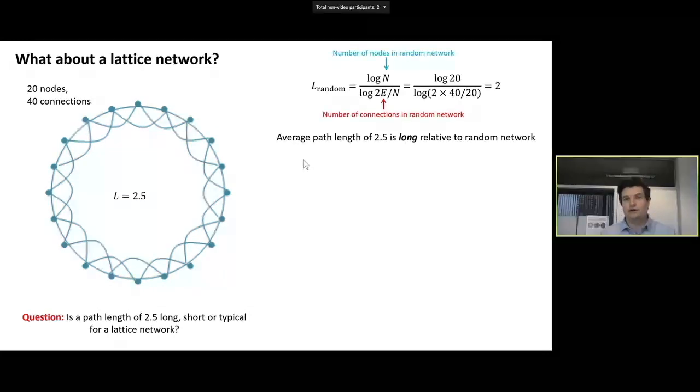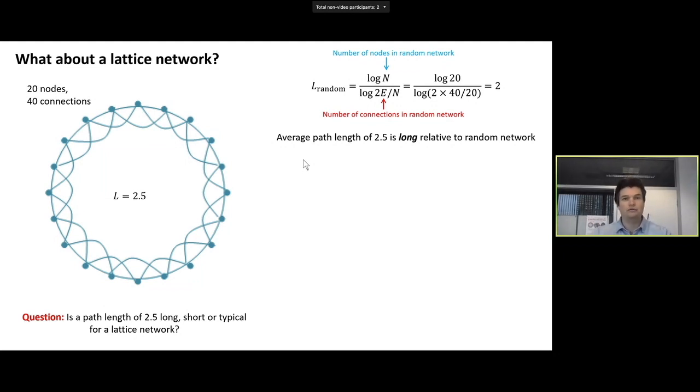And so we can once again benchmark to an average network. We plug in the number of nodes, the number of edges, being 20 and 40 into this formula. And we see that the average path length for a network with 20 nodes and 40 connections is 2. It's actually shorter. So what we can say is that a lattice is not particularly conducive to efficient routing, to efficient shortest paths. There's something specific about this topology that makes it not efficient for routing. And this is a well-known fact about lattice networks.